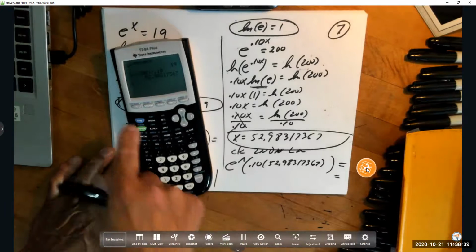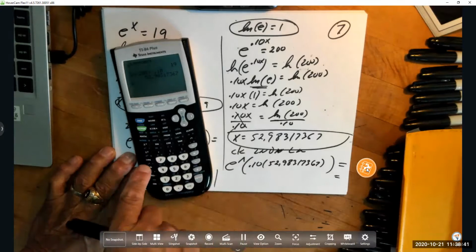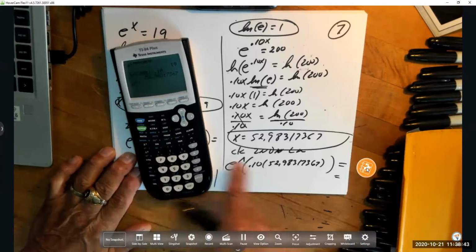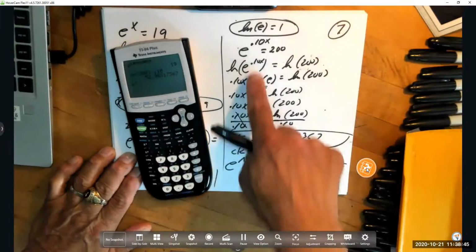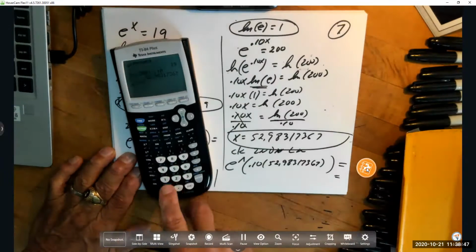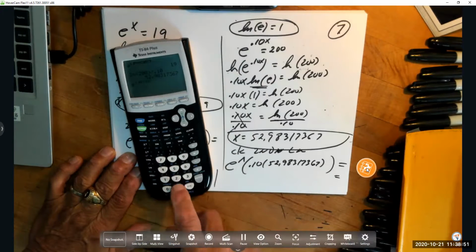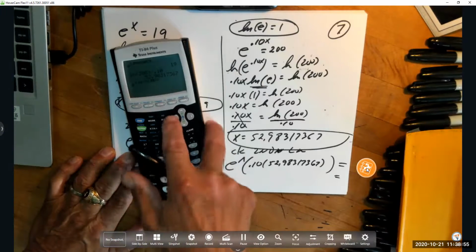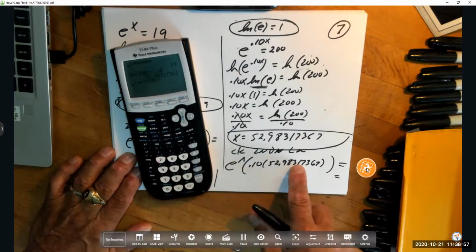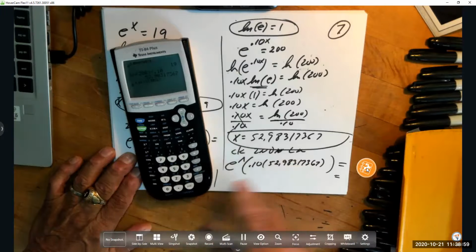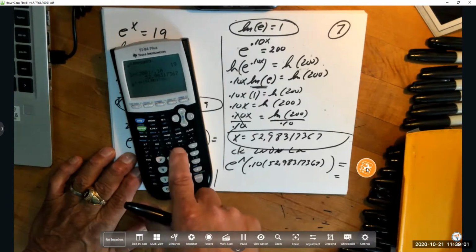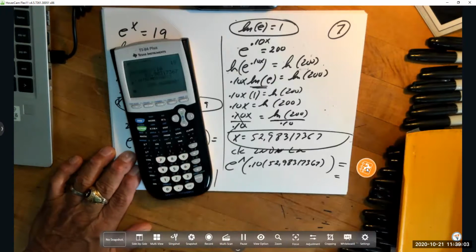Second ln, and then you go parentheses. What's the number? 0.10, 0.10, parentheses. Oh, she hasn't got that. 52.98, 317, 367. Close it, close it. I got 200.0000, a bunch of zeros.